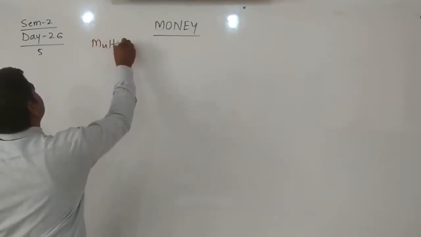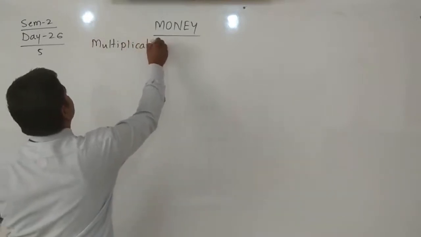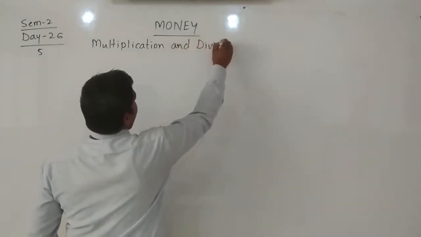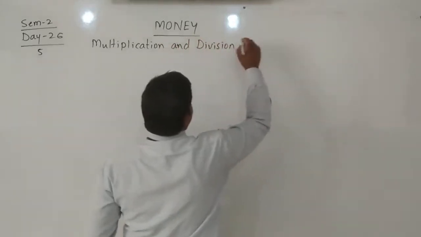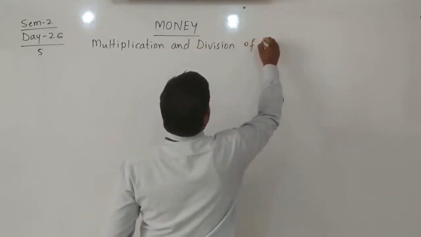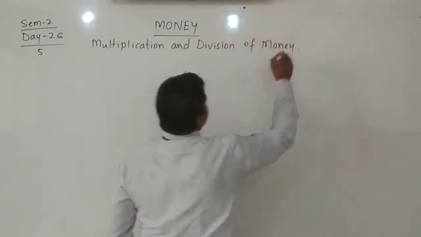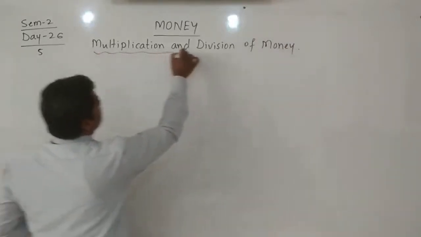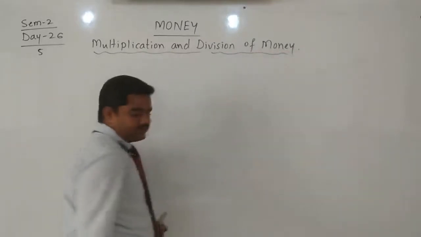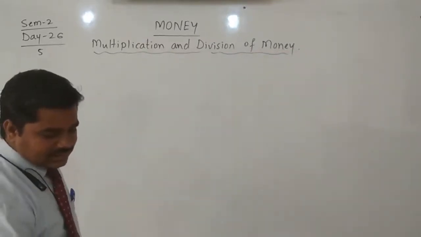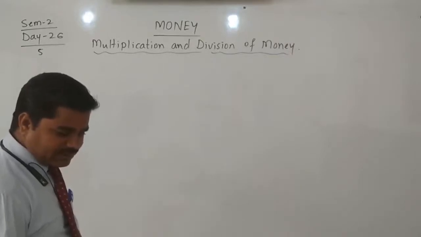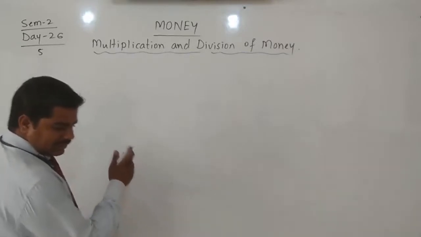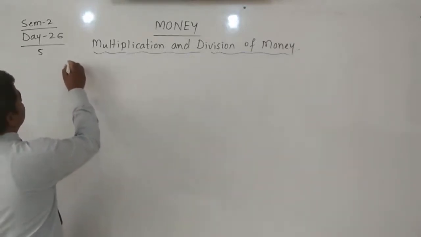Multiplication and division of money. That is also where decimal numbers come in. We already learned the multiplication and division of decimal numbers, so just try to convert. Simplify the following. First we will discuss multiplication, and some examples of division also.